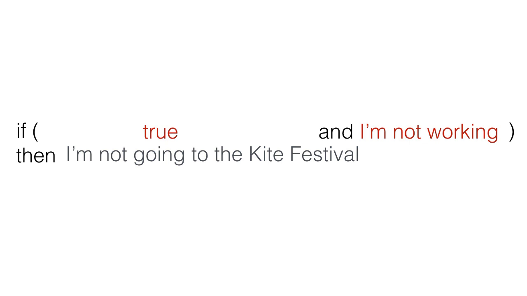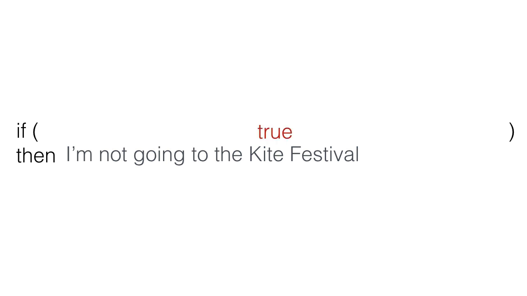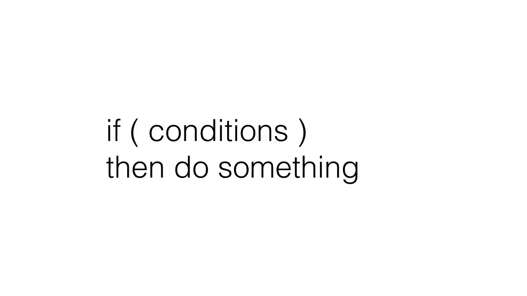Now I've got true and am I working? Well, let's just say I'm not going to work. I'm going to go ahead and take a day off so that I can go to the beach. So therefore, that is set to a true state. So now I've got true and true again. That equates to true. Now the entire if is true. Therefore, I can execute the then. I'm going to go to the kite festival. Yippee! This is how it breaks down.